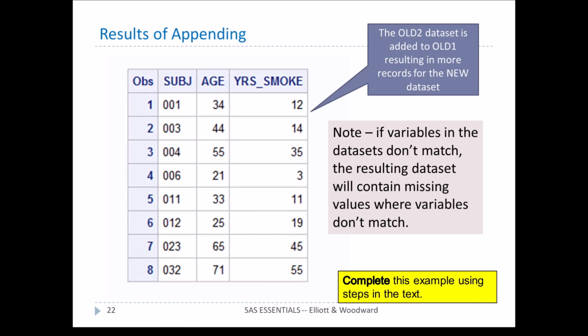I want to make a note here that if one of those data sets had another variable that wasn't in the other data set, for instance, let's say the first one had a married variable, yes, no, or something like that, but the second data set didn't, then we would see a married column and information in the first four records, but then the next four records, it would all be missing. So take a look at the additional steps in this hands-on example and complete it as it is in the text.